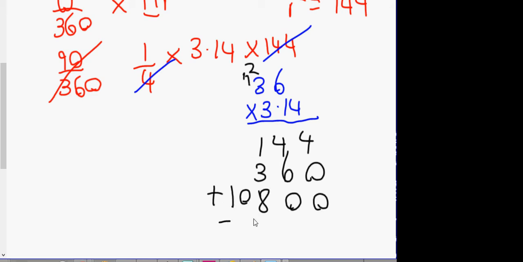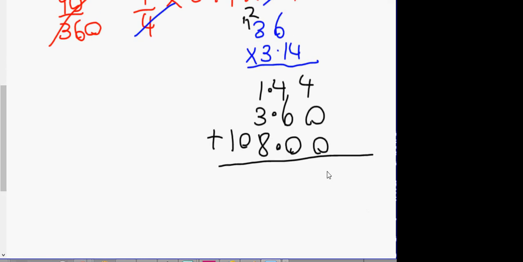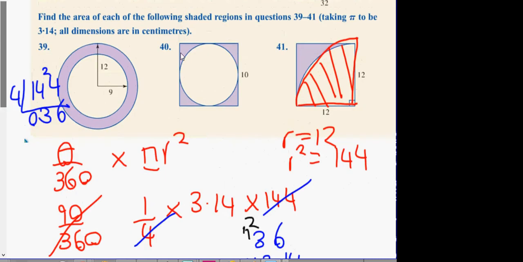Okay, add them together. How many decimal points do we have? 2. Okay, and we add them down. Aaron, add that down for me, please. 4. 10, carry the 1. 13. Carry the 1. 11. Good man. 113.04. Is it meters or centimeters? Centimeters squared. Now, we've got the area of this region here.